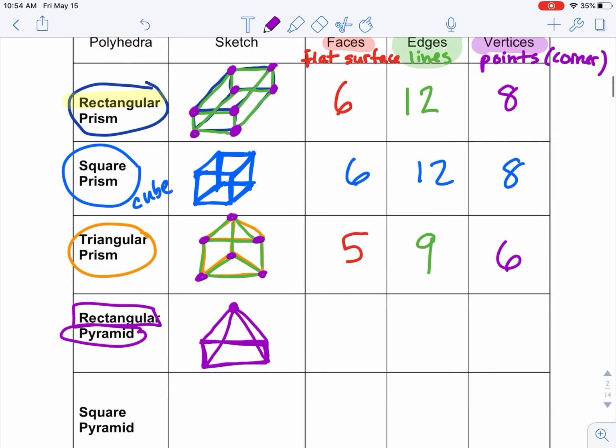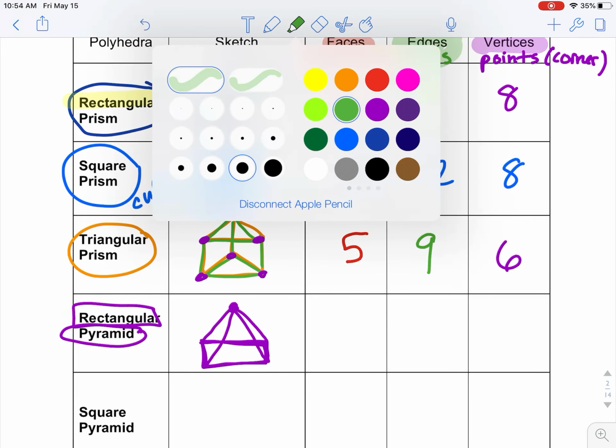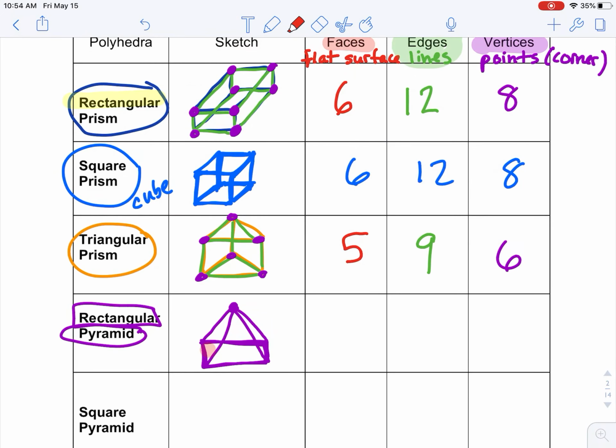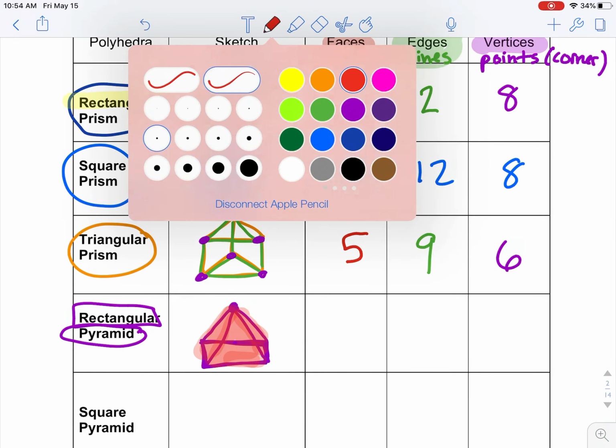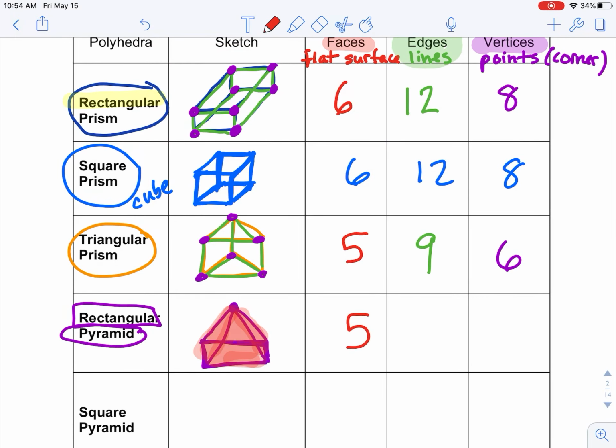All right, so we want faces. So again, counting faces here, we'll have the bottom, that's 1. And then around the outside, there's 1 triangle, 2, 3, and there's 1 in the back, 4. So 4 plus 1, so we would have 5 faces.